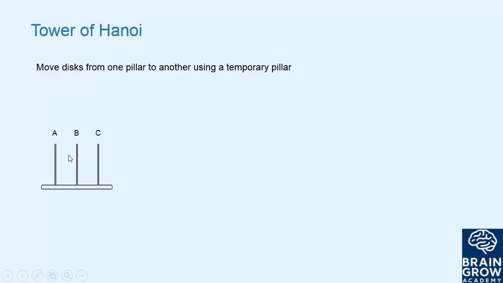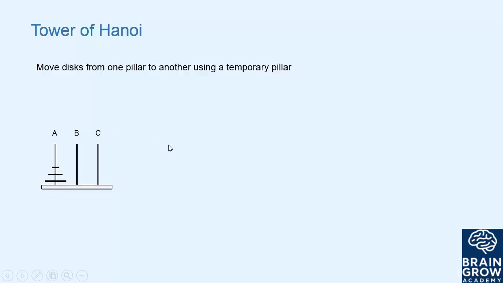In this video, we will see how to solve the Tower of Hanoi problem recursively. In this problem, we have to move disks from one pillar to another using a temporary pillar. Suppose we have these three pillars A, B and C, and we have some disks placed on pillar A, and these disks are placed in decreasing order. That is, the largest one is at the bottom and the smallest one is at the top.